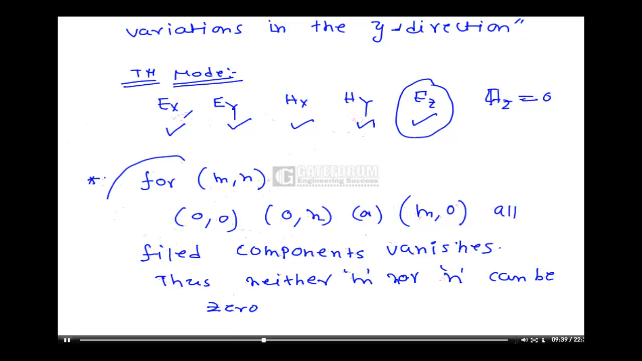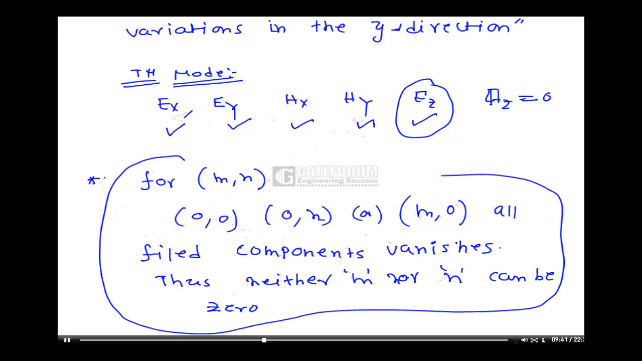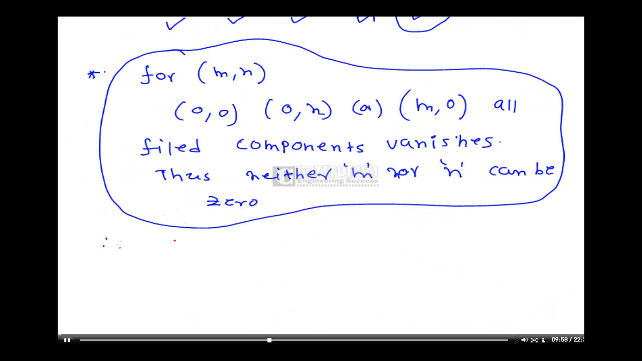So this is a very, very important point. For TM m0, 0n, or any value, if either m is 0 or n is 0, all field components vanish. So this cannot be 0. Therefore, what is the first possible field? TM11, that is, for m equal to 1, n equal to 1. This is the lowest possible field.